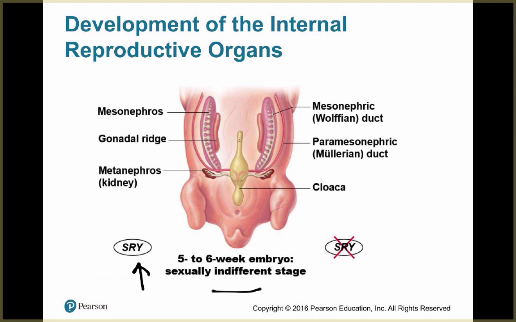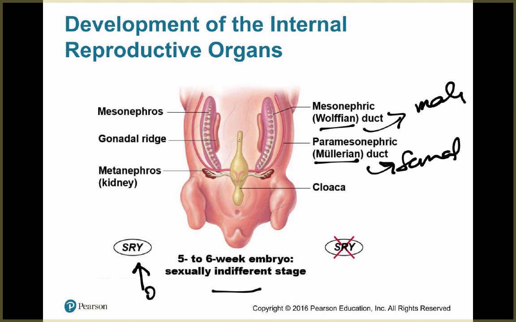there's the indifferent stage, right? So you look here, you'll notice the Mullerian, this is the future female ducts. The Wolffian, this is the future male ducts. They're both there, right? Nothing looks different. Now this is going to be what ends up being the male, and this is what's going to end up being the female, right?